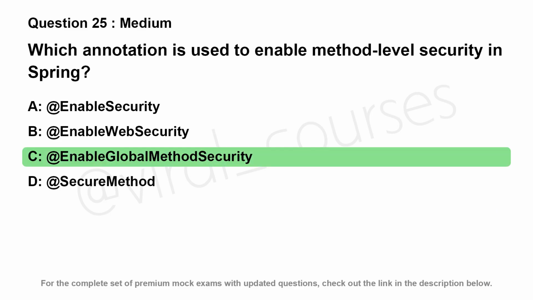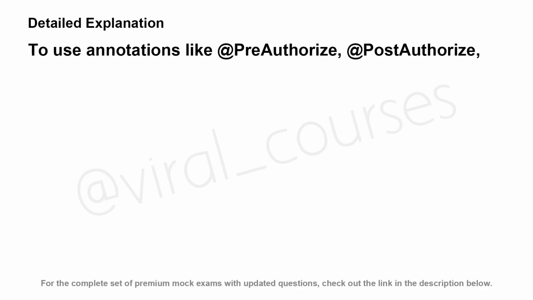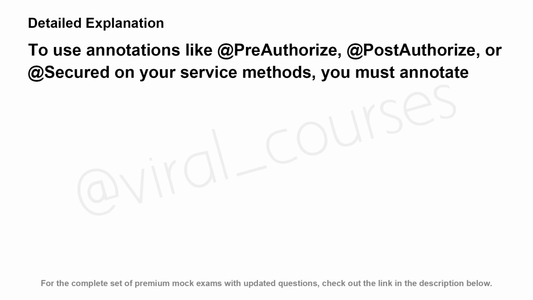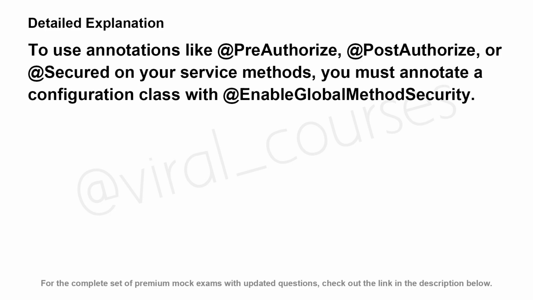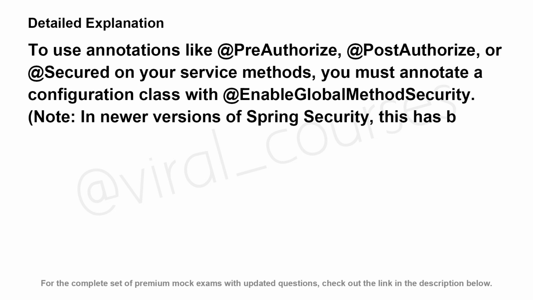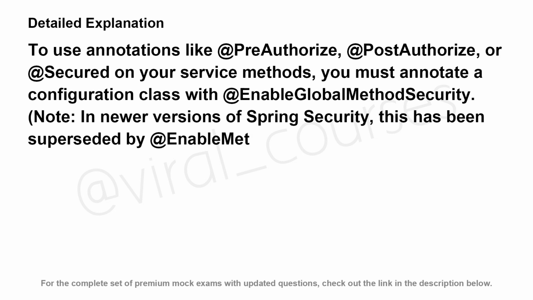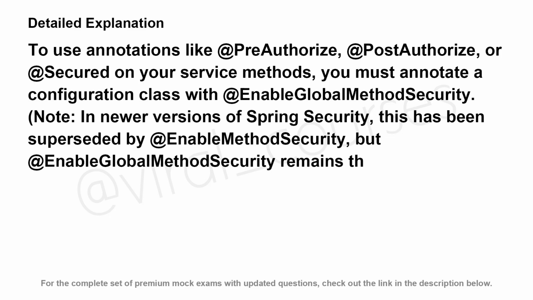The correct answer is C. To use annotations like @PreAuthorize, @PostAuthorize, or @Secured on your service methods, you must annotate a configuration class with @EnableGlobalMethodSecurity. Note: in newer versions of Spring Security, this has been superseded by @EnableMethodSecurity, but @EnableGlobalMethodSecurity remains the classic exam answer.